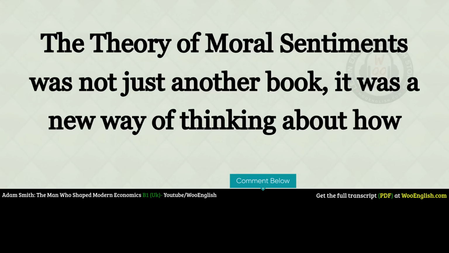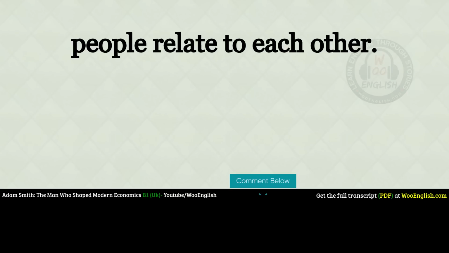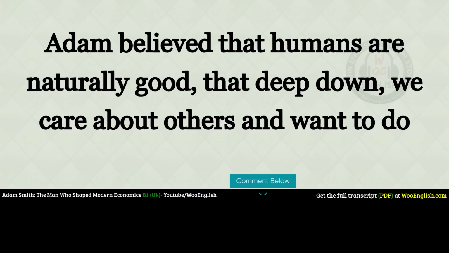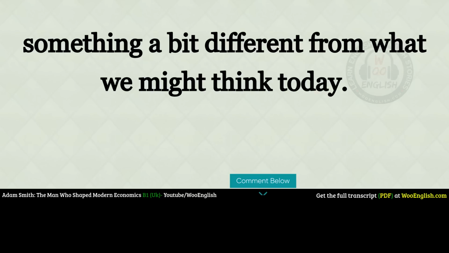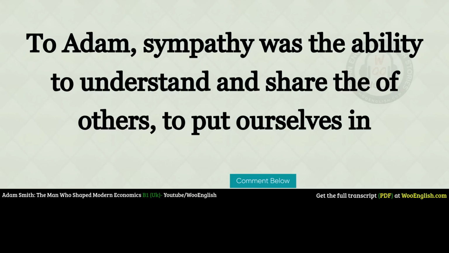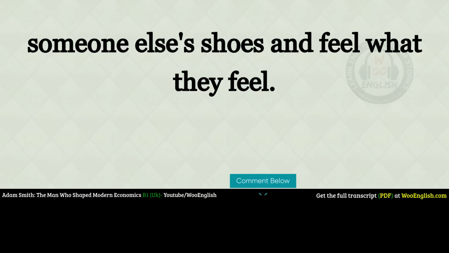The Theory of Moral Sentiments was not just another book, it was a new way of thinking about how people relate to each other. Adam believed that humans are naturally good, that deep down we care about others and want to do the right thing. He argued that our moral decisions come from a sense of sympathy, which, in his time, meant something a bit different from what we might think today. To Adam, sympathy was the ability to understand and share the feelings of others, to put ourselves in someone else's shoes and feel what they feel.